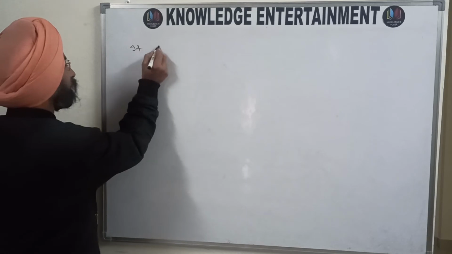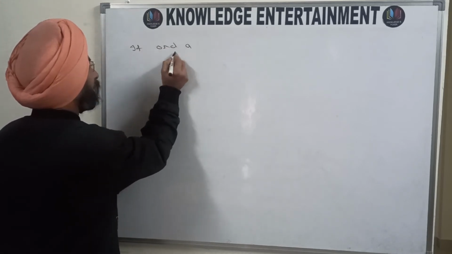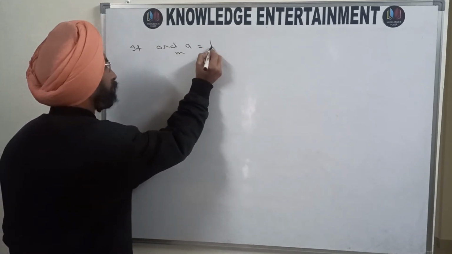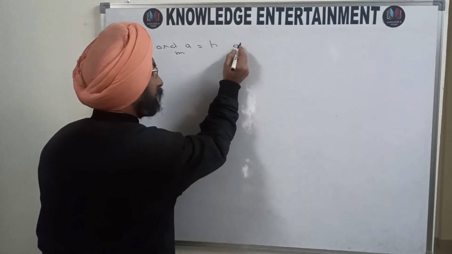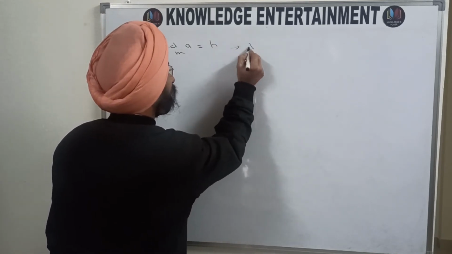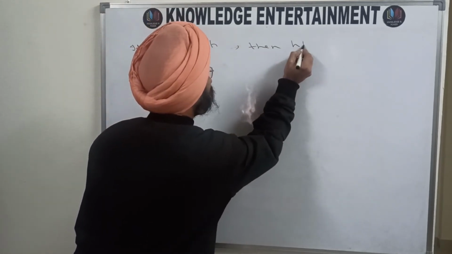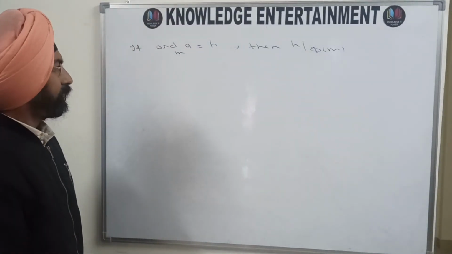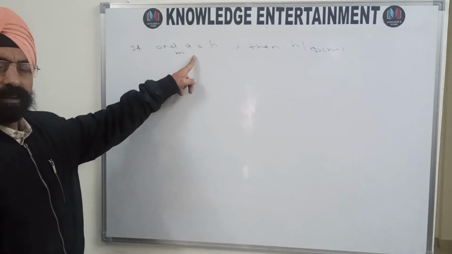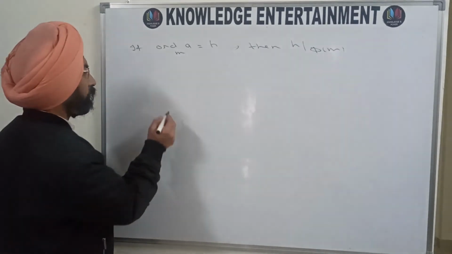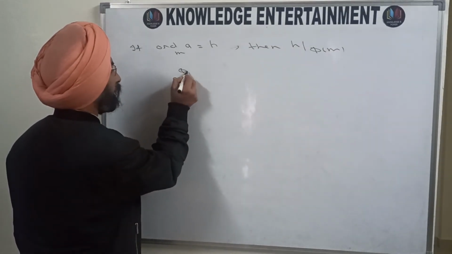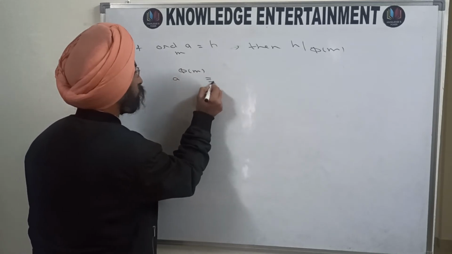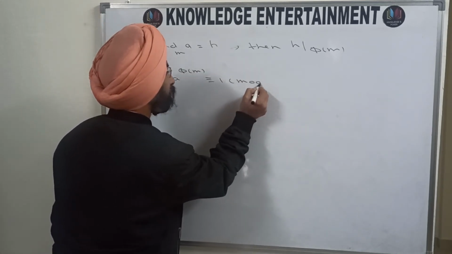If order of A modulo M is H, then H divides phi M. This is given by Fermat theorem. We know that A raised to the power phi M is congruent to 1 modulo M.